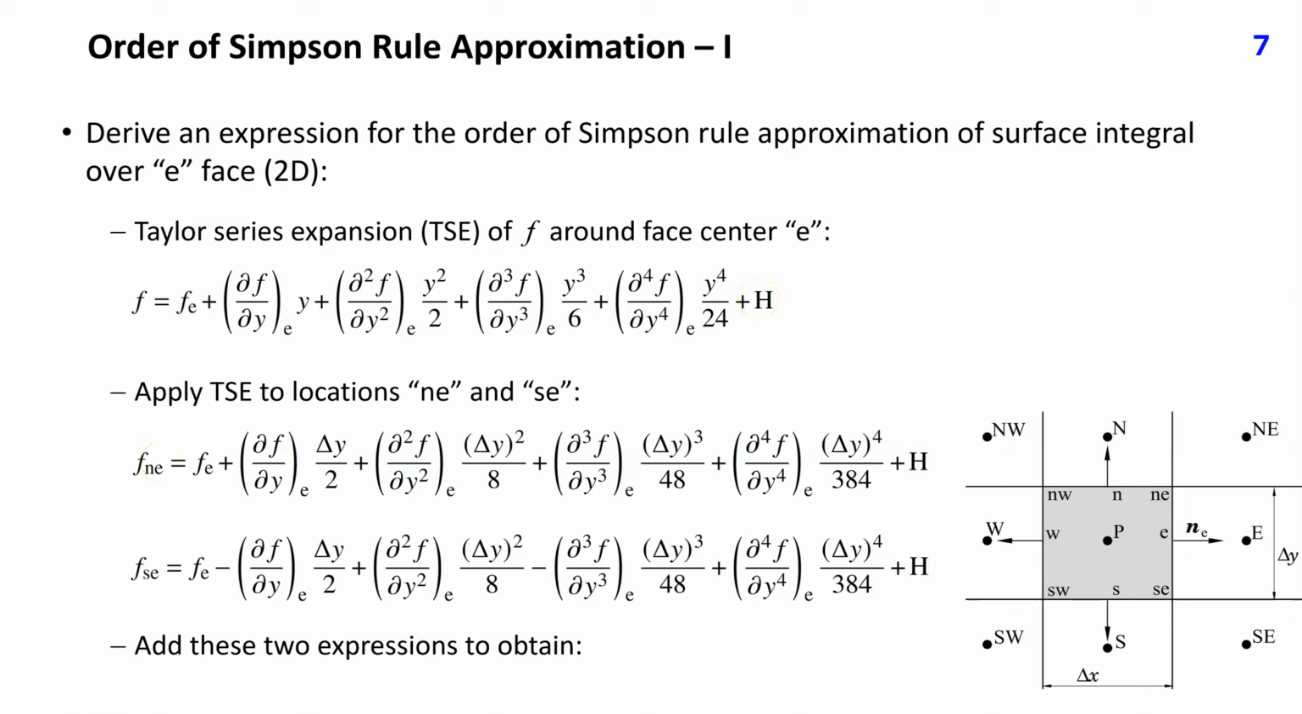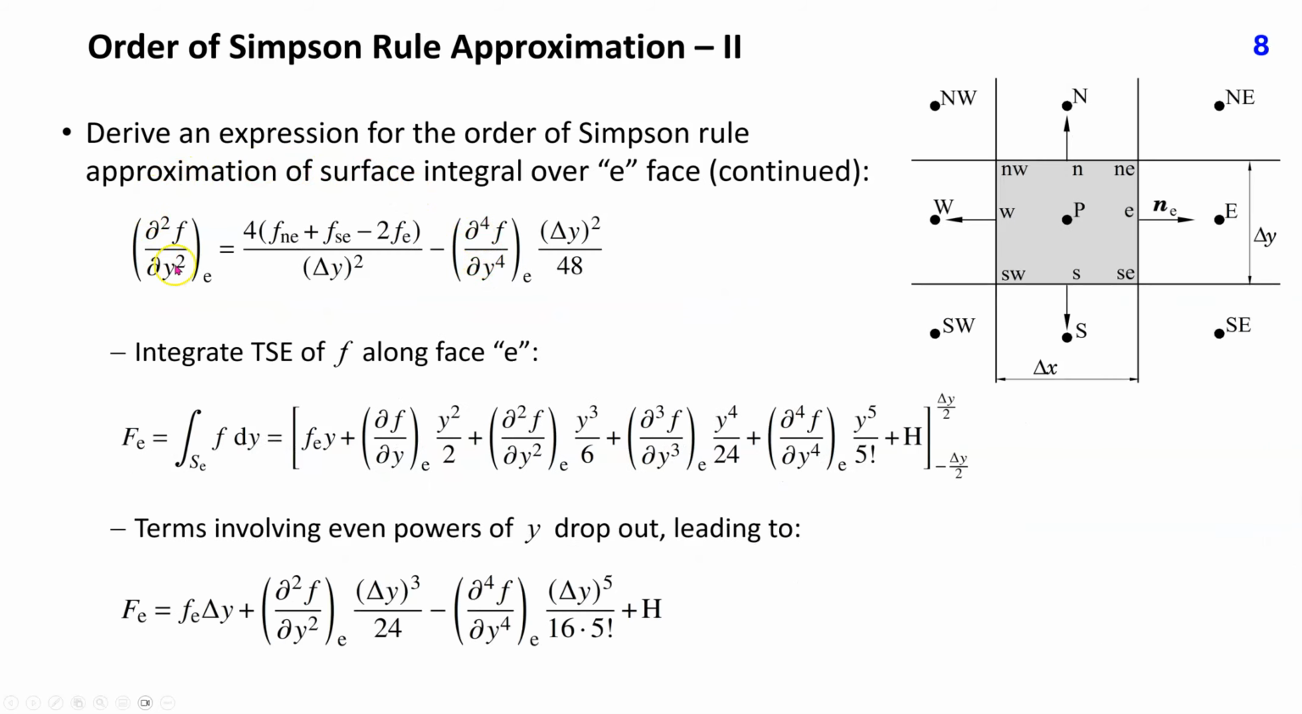We apply the Taylor series expansion to the function values at NE and SE points, whose coordinates are delta y half and minus delta y half. When we add these two equations, we get rid of terms involving odd derivatives. From the resulting equation, we can extract an expression for the second derivative at face center E, shown in the next slide. This is the resulting expression for the second derivative at face center E, in which terms involving the sixth and higher even derivatives of f are omitted.